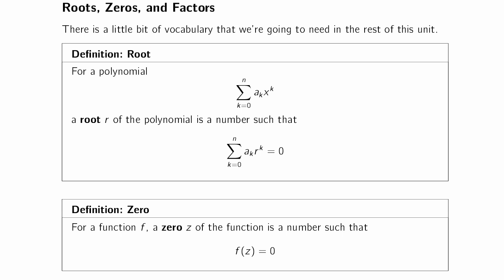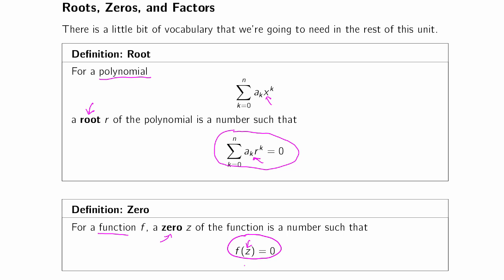If we have a polynomial, a root of the polynomial is a number that if we plug in our number for x and work out the arithmetic, we get 0. If we have a function, a 0 of that function is a number that if we plug in that number, we get 0.